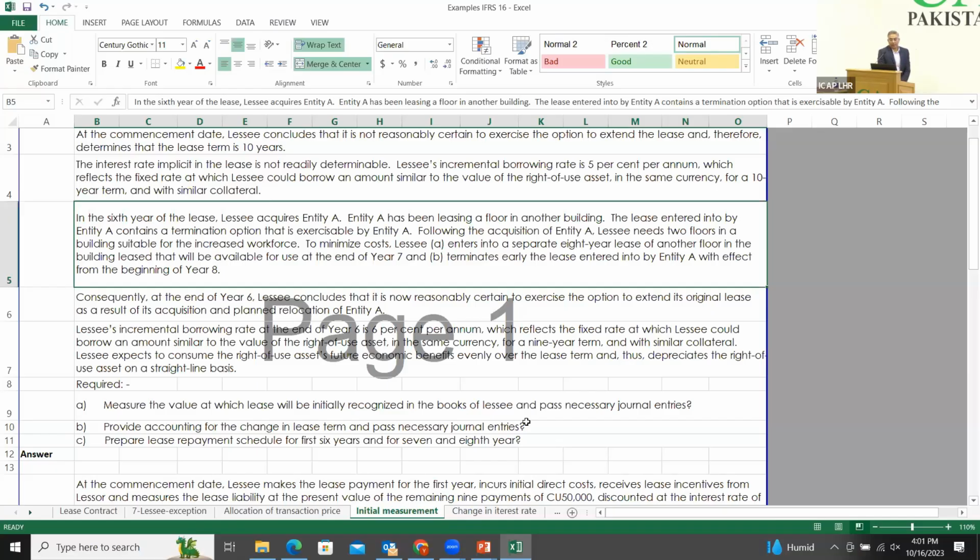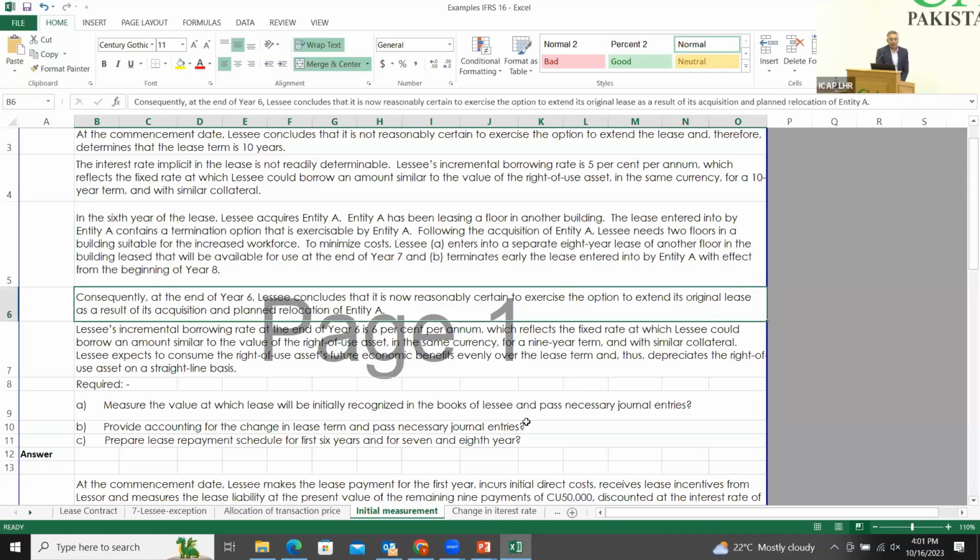And now the B part: terminate early the lease entered into by, again, it's for the lessee. Consequently, at the end of the 6th year, lessee concludes that it is now reasonably certain to exercise the option to extend its original lease as a result of its acquisition of entity A. So now it has decided that basically it is going to avail the next 5 years as well. So it's a change in the lease term. It's a reassessment of the lease term.